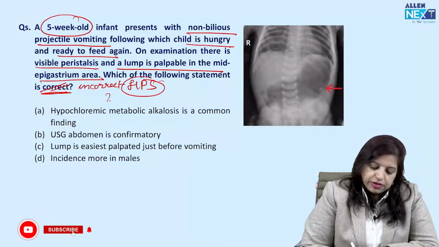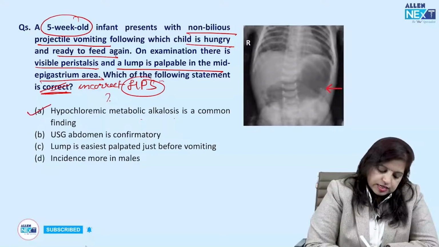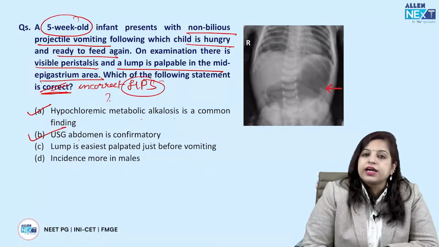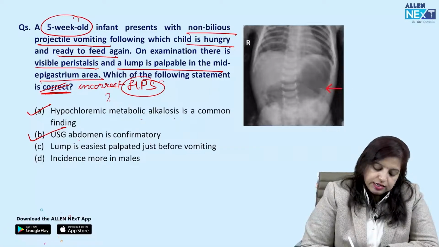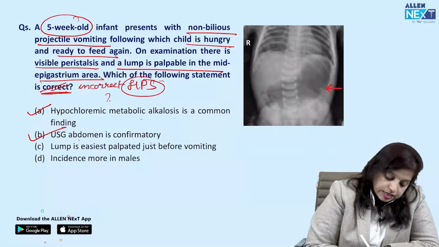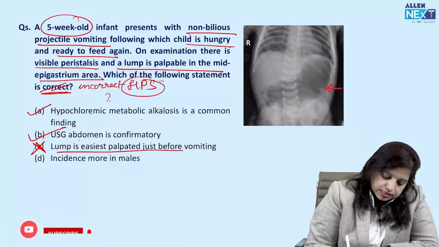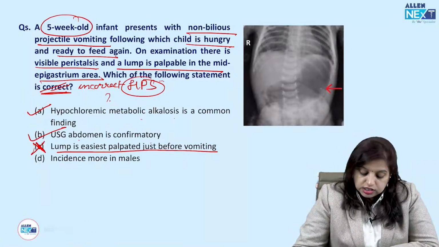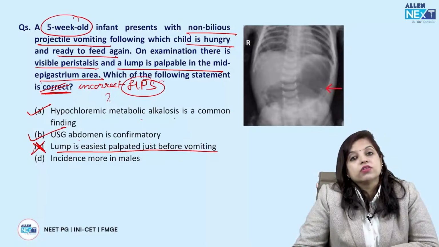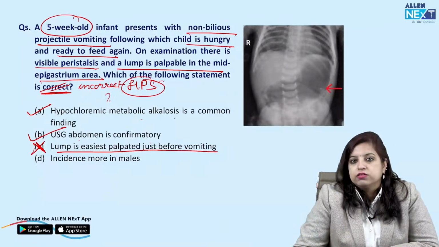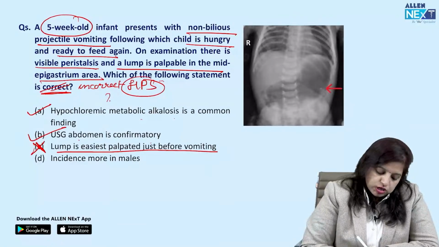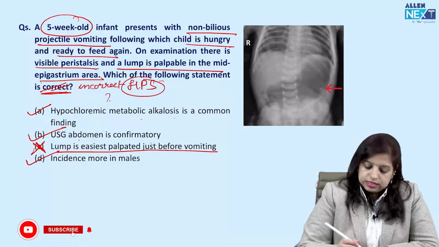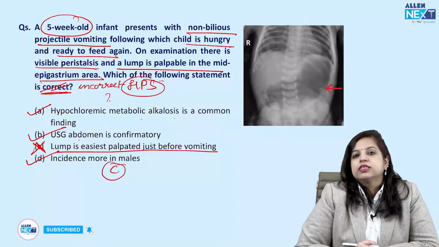Now, hypochloremic metabolic alkalosis is a common finding. This is a correct statement. Ultrasound abdomen is confirmatory in this kind of illness. Lump is easily palpated just before vomiting. This is an incorrect statement. Remember this. This is the answer. Why? Because the lump is easiest palpable just after the vomiting. So after the vomiting, you can palpate the lump very clearly, right? Then incidence is more in males. This is also a correct option. So, therefore, the correct answer in this case is going to be C. C is the correct answer.